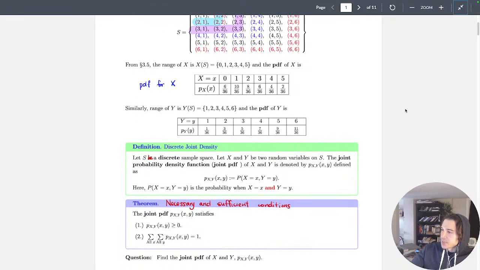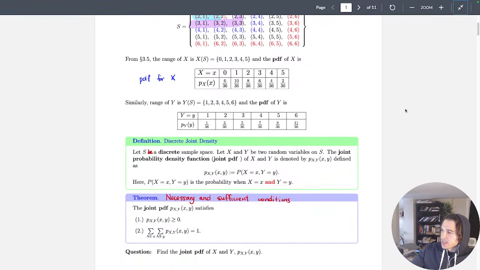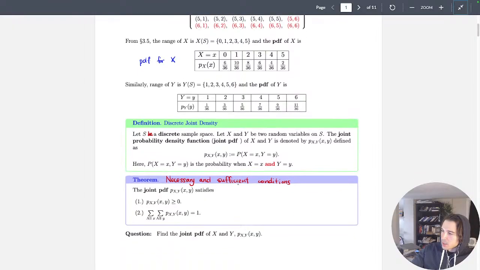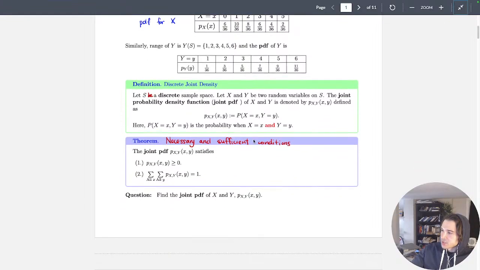Discrete joint density. Let S be a discrete sample space. Let x and y be two random variables on S. The joint probability density function, joint PDF of x and y, is denoted by P_xy(x,y), defined as P_xy is the probability x equals x and y equals y. Theorem, necessary and sufficient conditions. The joint PDF has to be greater than or equal to 0, and the sum for all x and the sum for all y of the joint PDF is equal to 1.